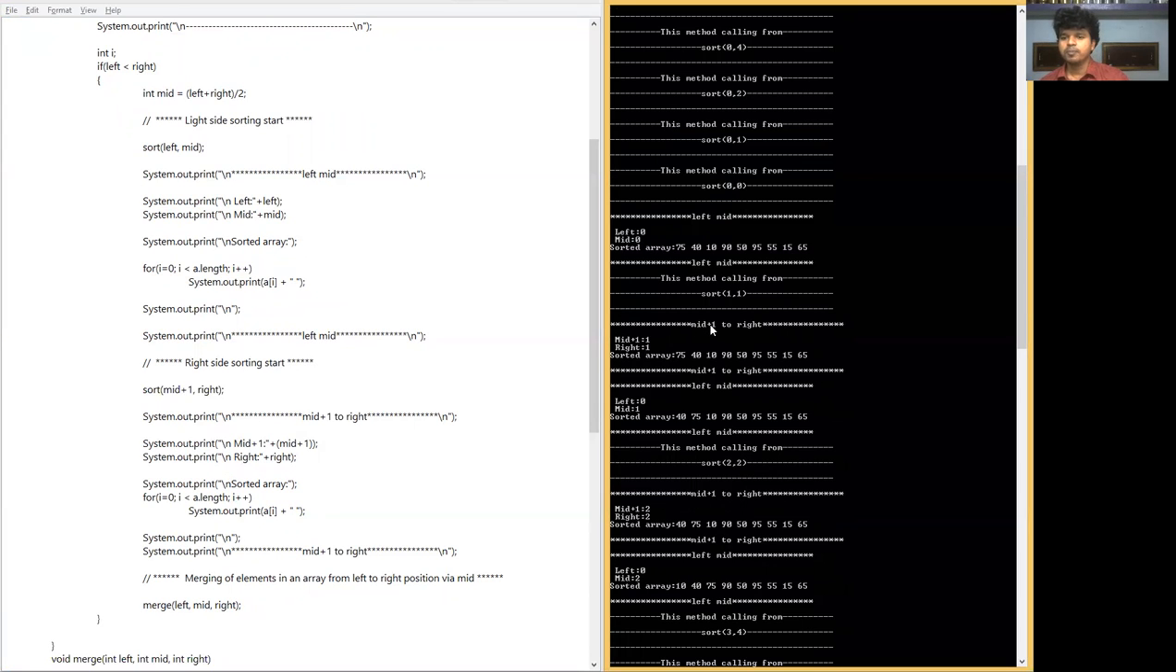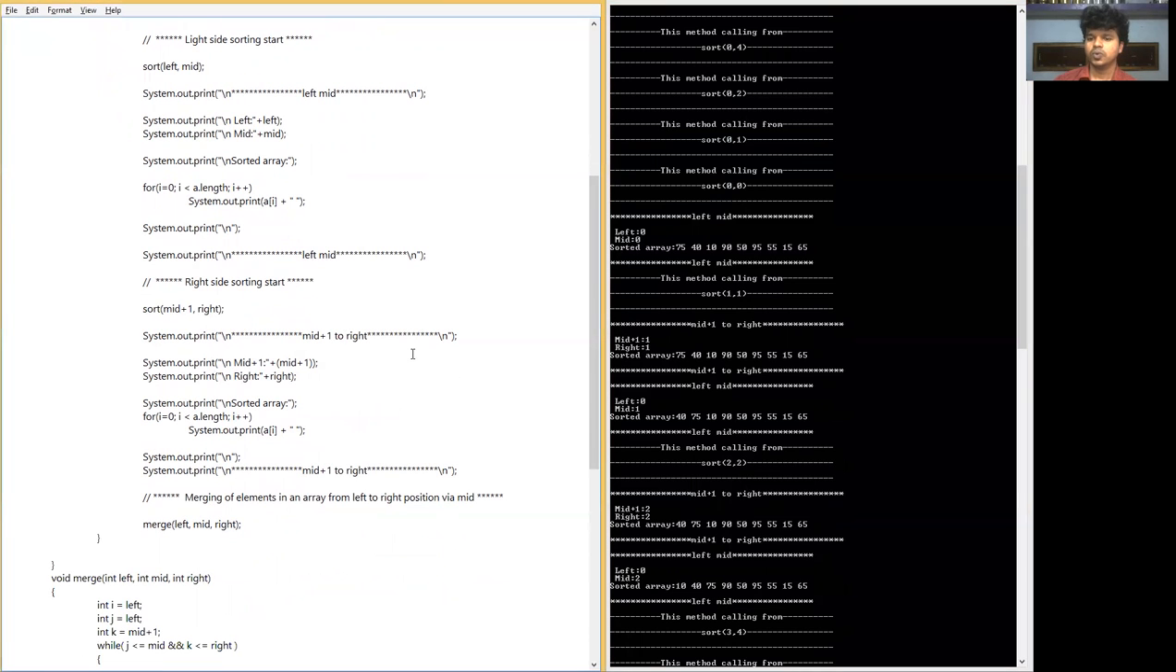See here, up to now only left mid, but after that we are also going to evaluate mid plus 1 to right. Mid plus 1 is nothing but 1, and right is also 1. So 1, 1. So these are also pointing to a single element, on which we could not apply any kind of sorting technique. So these two elements are going to appear as they were in the input array.